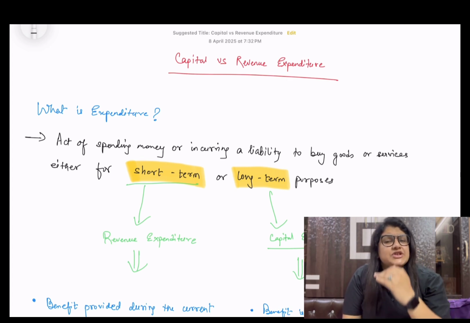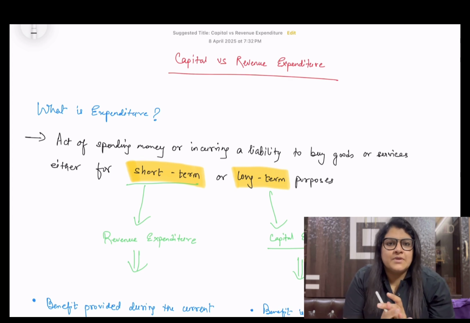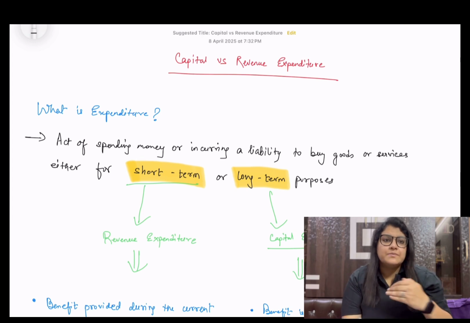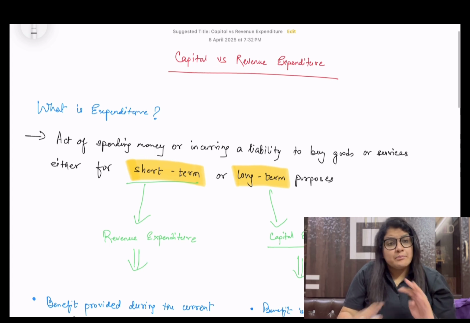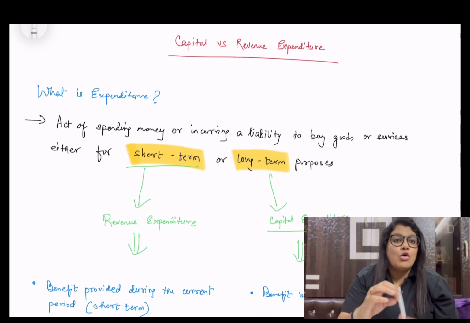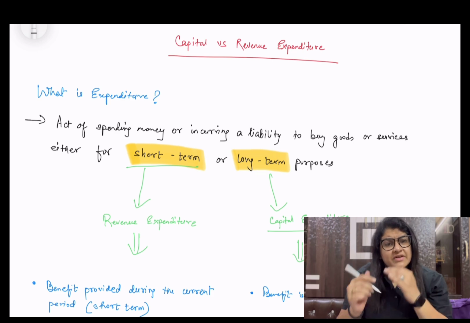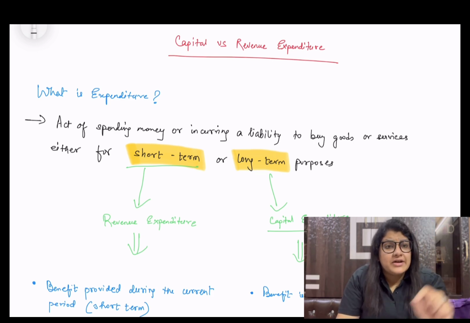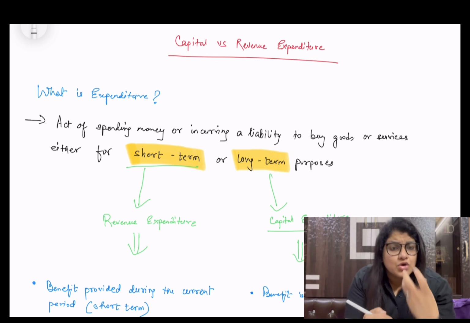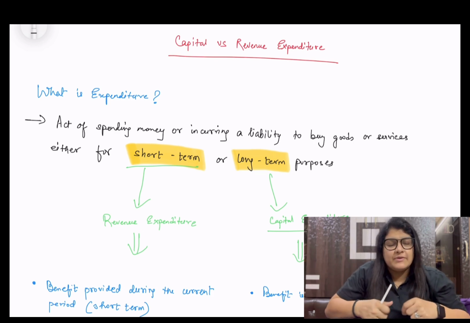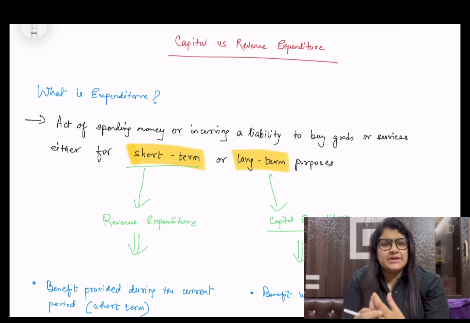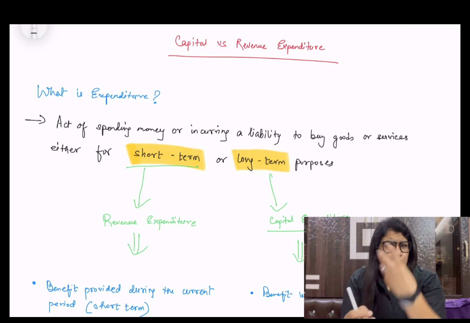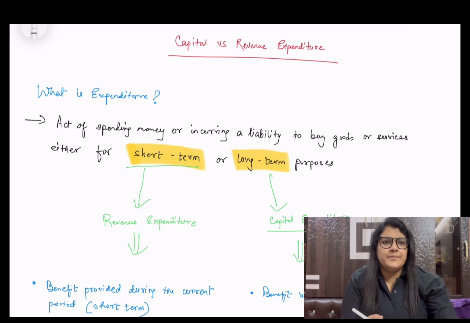Whenever any expenditure is made for a short-term purpose, we call it revenue expenditure. And whenever any expenditure is made for a long-term purpose, we call it capital expenditure. The main thing is that both are expenditure. In both cases, the money is going out or will go out in future. But revenue expenditure is for the current period, meaning the benefit that you will get from those goods or services will be for a very short period. However, in case of capital expenditure, the benefit that you will get in the form of goods or services will be for a longer period.